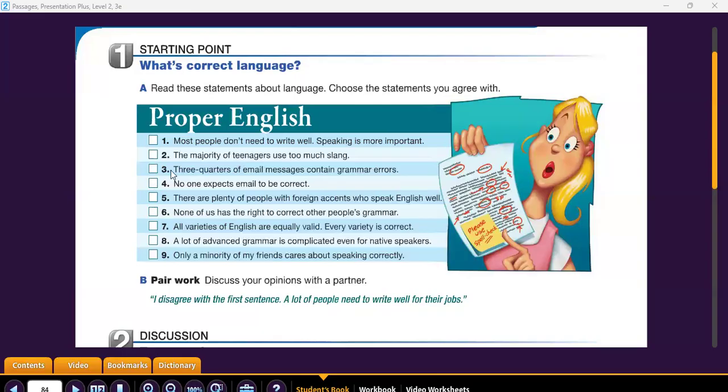Okay, what about number 3? Three quarters of email messages contain grammar errors. Wow.